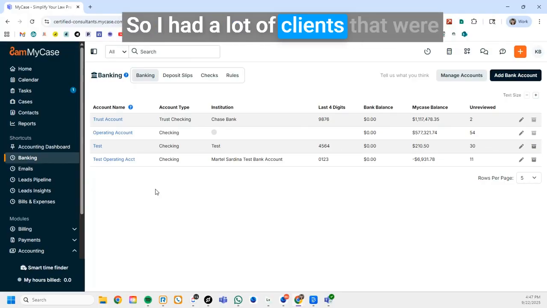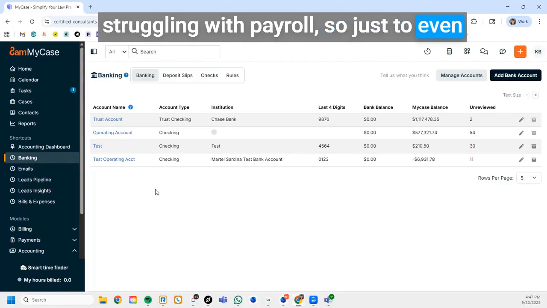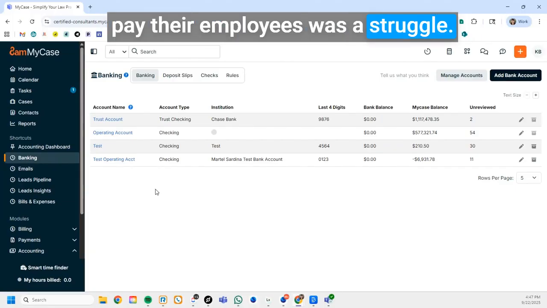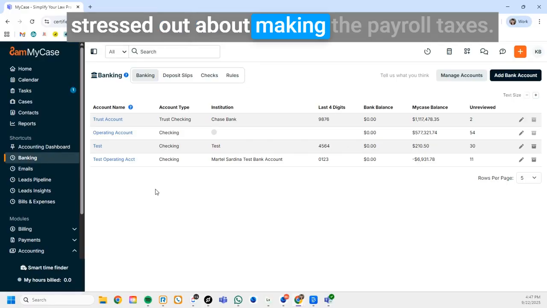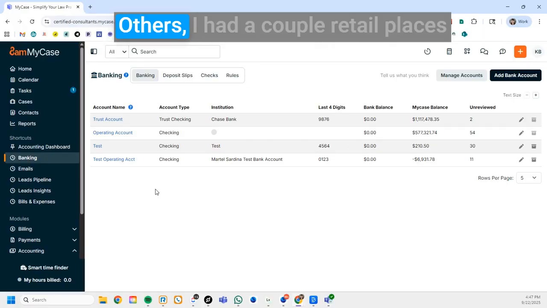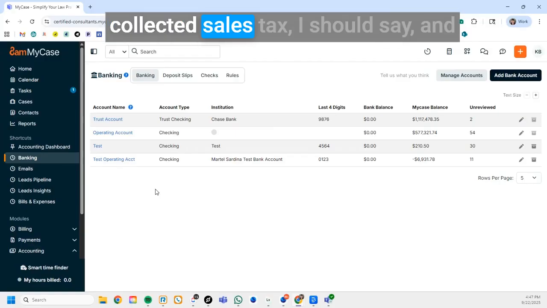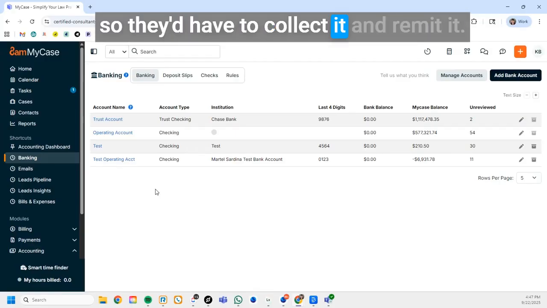So I had a lot of clients that were struggling with payroll. So just to even pay their employees was a struggle. Some were able to make payroll, but really stressed out about making the payroll taxes. Others, I had a couple retail places and they charged sales tax, or they collected sales tax, I should say. And so they'd have to collect it and remit it.